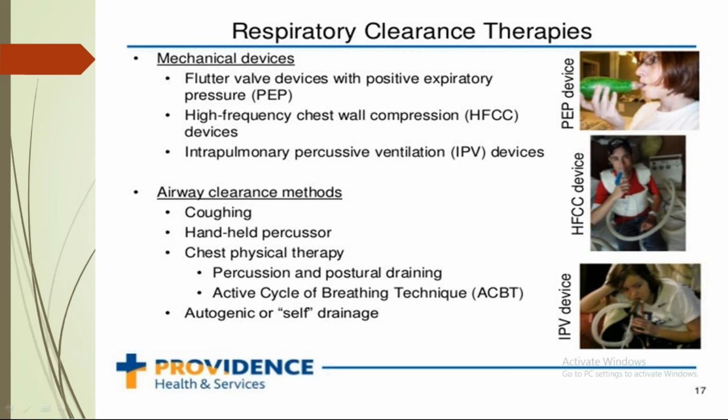Another way to clear the airway is the active cycle of breathing technique, or we'll go for self drainage. By using mechanical devices, we can clear the secretions, which include flutter valve devices with positive expiratory pressure, or high frequency chest wall compression devices, or intrapulmonary percussive ventilation devices. For UGs, you should remember this at least, the natural airway clearance methods: coughing, handheld percussion, chest physical therapy, or self drainage techniques.